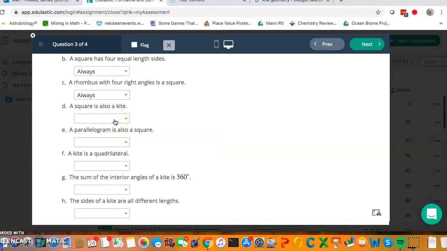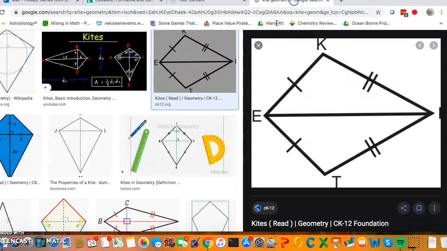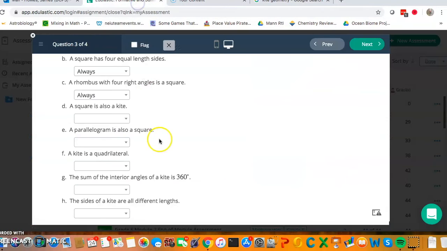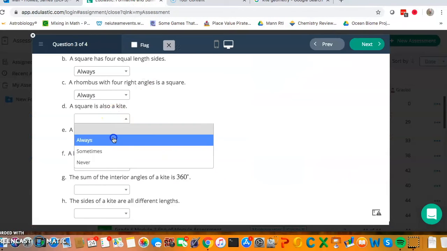A square is also a kite. Well, we just looked at a kite and we remembered that the definition of a kite is that it has two pairs of equal sides that are next to each other. All of the side lengths on a square are the same length, so it must have two sets of sides that are the same length next to one another, so that's always true.